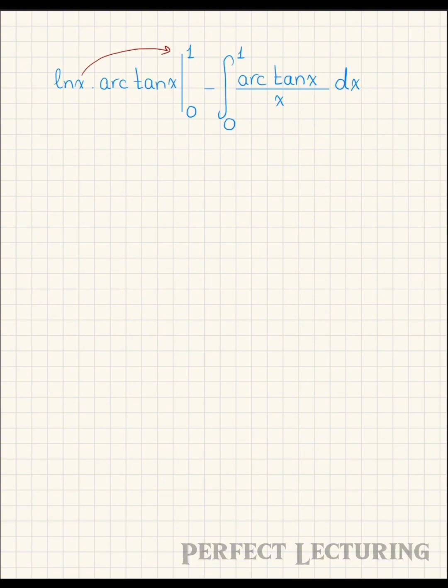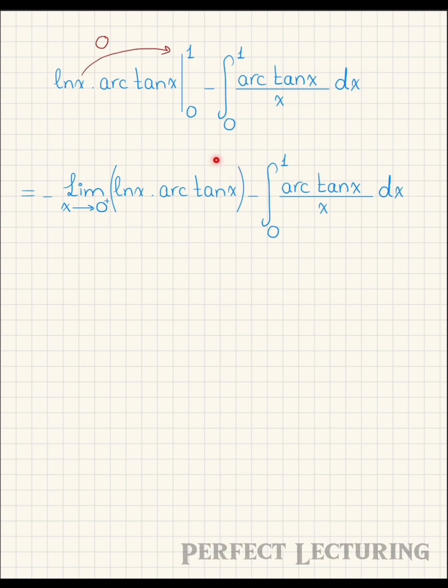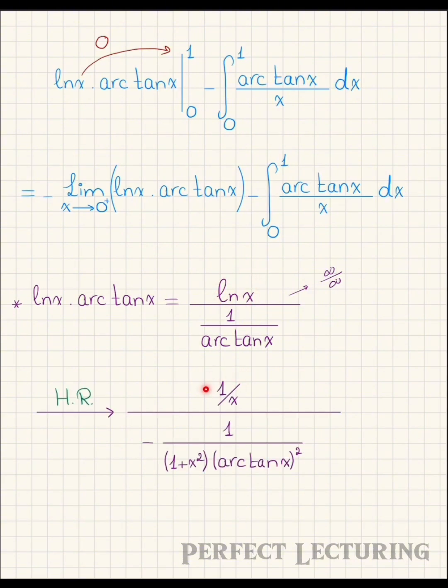So replacing x by 1 gives us 0. However, for the infinity, we have to do the limit. So our next task is to calculate this limit. First of all, I'm going to write ln of x times arctan of x as ln of x over 1 over arctan of x. Why? In order to obtain infinity over infinity and be able to apply L'Hopital's rule, which is of course the derivative of ln of x, that's 1 over x, and the derivative of 1 over arctan of x, which is the derivative of the top times the bottom minus the derivative of the bottom, that's 1 over 1 plus x squared over arctan of x all squared.